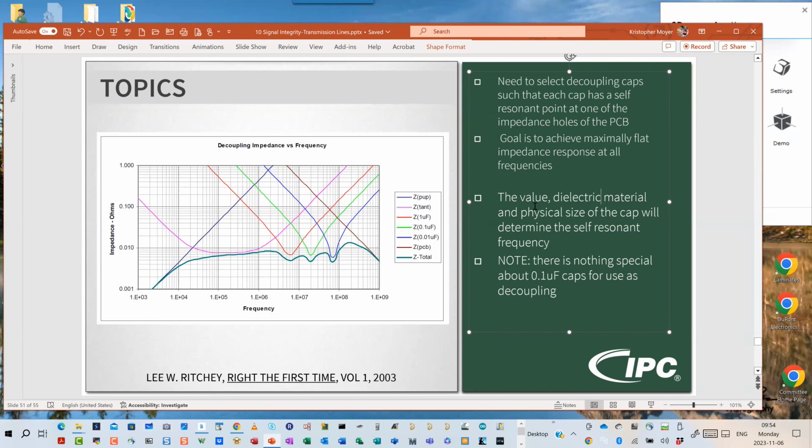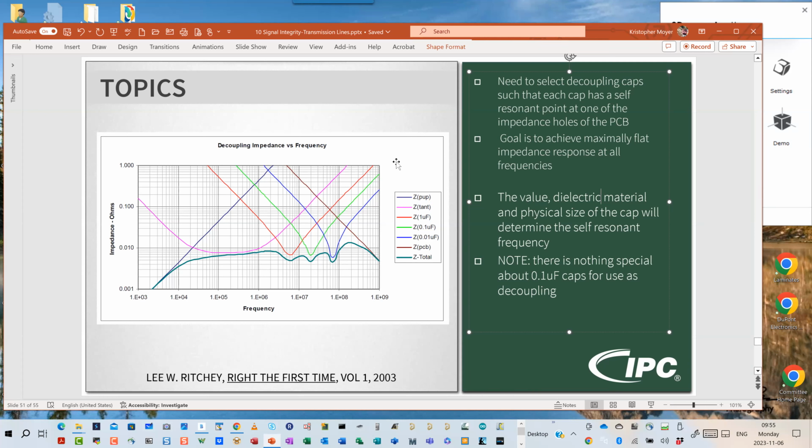And also note, there is nothing special about 0.1 microfarad caps for use as decoupling. This came from a data sheet from TI from back in the late 70s, early 80s, where between the silicon geometry at the time and the fact that we were using primarily through-hole ceramic disc caps rather than surface mount multi-layer ceramic caps, the engineers at the time determined that that was the appropriate part to use.